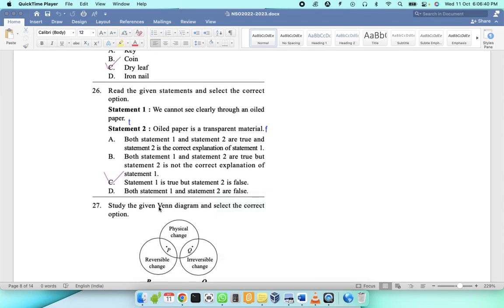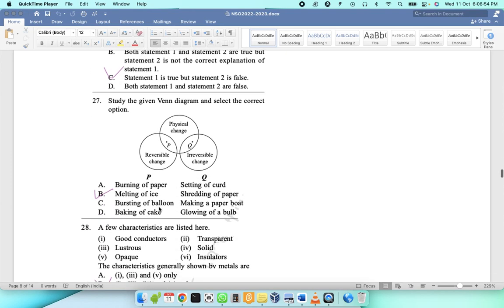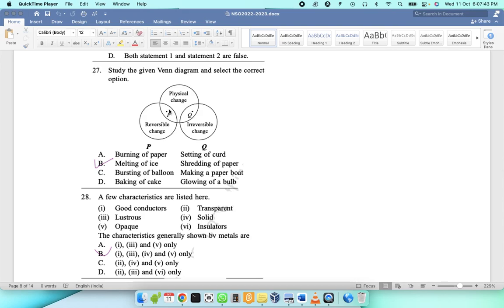We cannot see clearly through an oiled paper. This is true. Oiled paper is a transparent material. This is false. It is a translucent material as we cannot see clearly through it. Melting of ice is a reversible change as it can be made into ice again after it melts by freezing. Shredding of paper is irreversible as it cannot be converted back into a full sheet of paper.